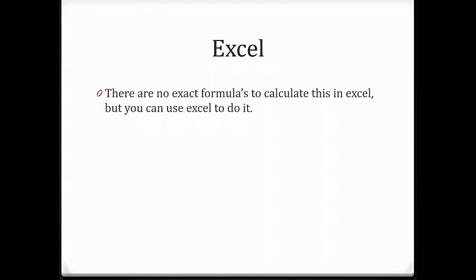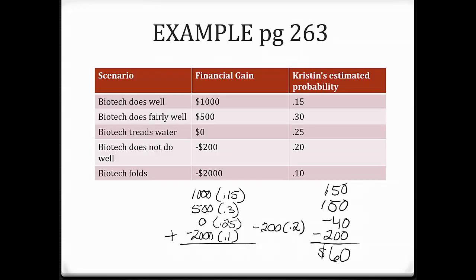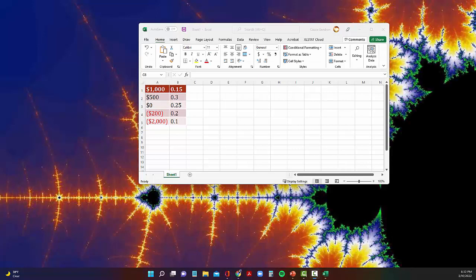There's no exact formula to calculate this in Excel, but you can use Excel or Sheets to do it. So what I'm going to do is show you in Excel. Give me 1 second. I'm going to pause the video and get that set up. And magically, we have an Excel sheet with the values and the probabilities laid out.